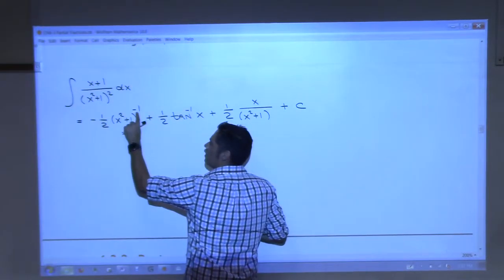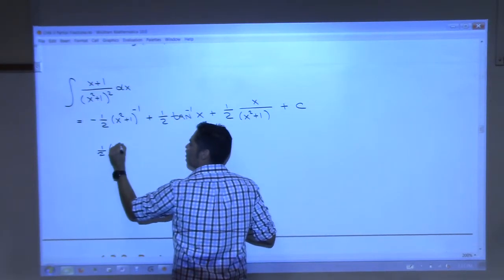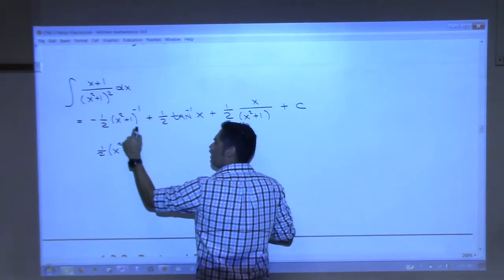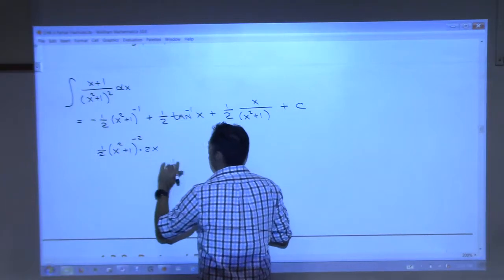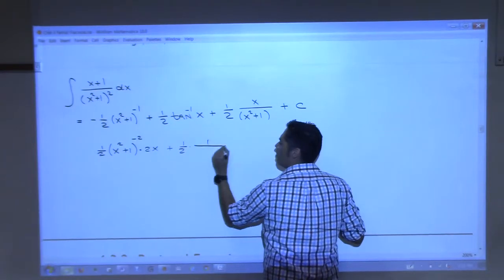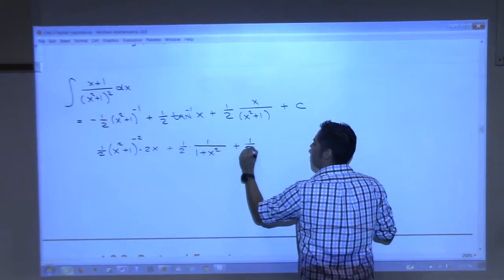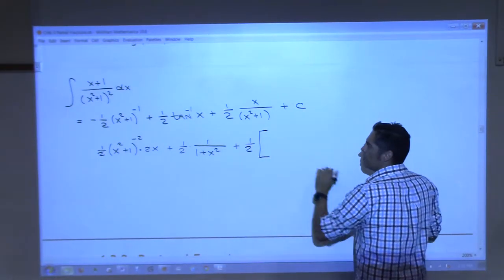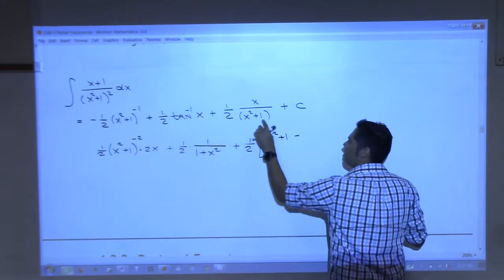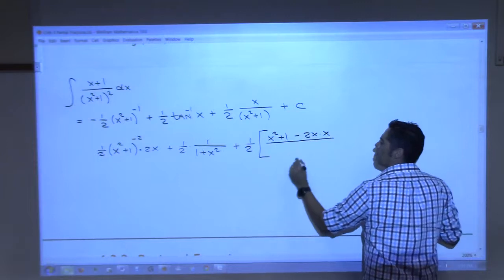Here we go. Negative 1 comes out, right? That just becomes a positive 1/2. X squared plus 1 to the negative 2 because you subtracted power. Chain rule. Derivative of what's inside, 2x. Okay, those 2's are going to cancel. Plus 1/2 times derivative of arctangent of x, 1 over 1 plus x squared. Plus 1/2 quotient rule. Derivative of the top times the bottom, minus derivative of the bottom times the top, all over bottom squared.